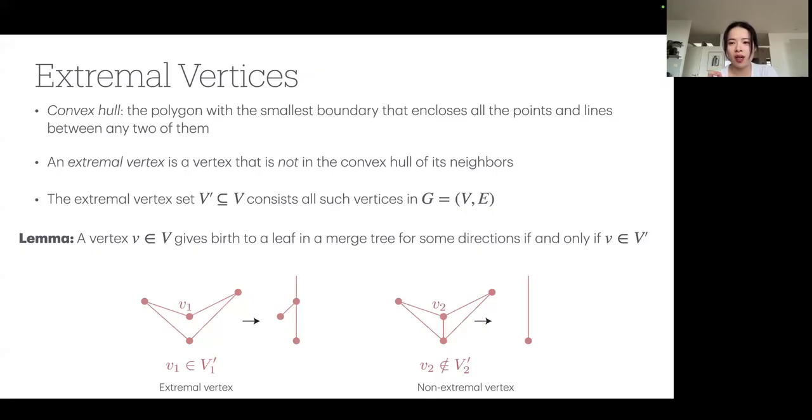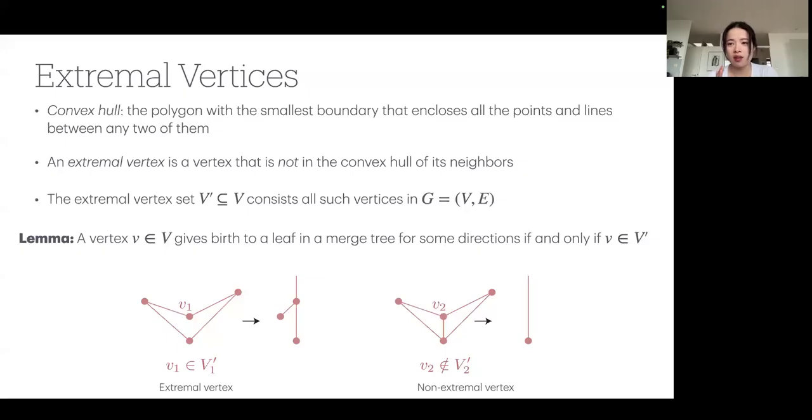However, if I do a small modification, which is connecting V1 to the bottom vertex, now the neighbors of this vertex become the whole triangle, and then V2 is contained in the convex hull of its neighbors.